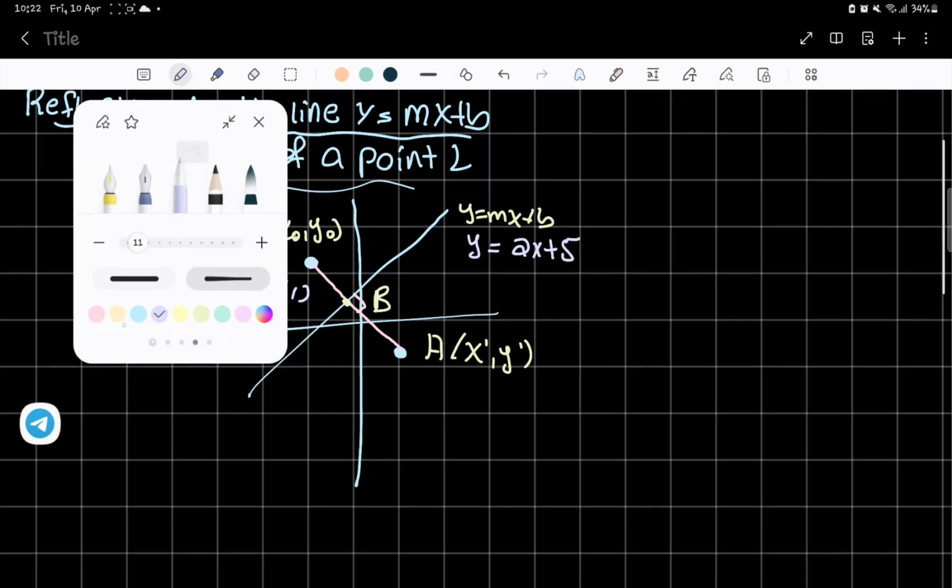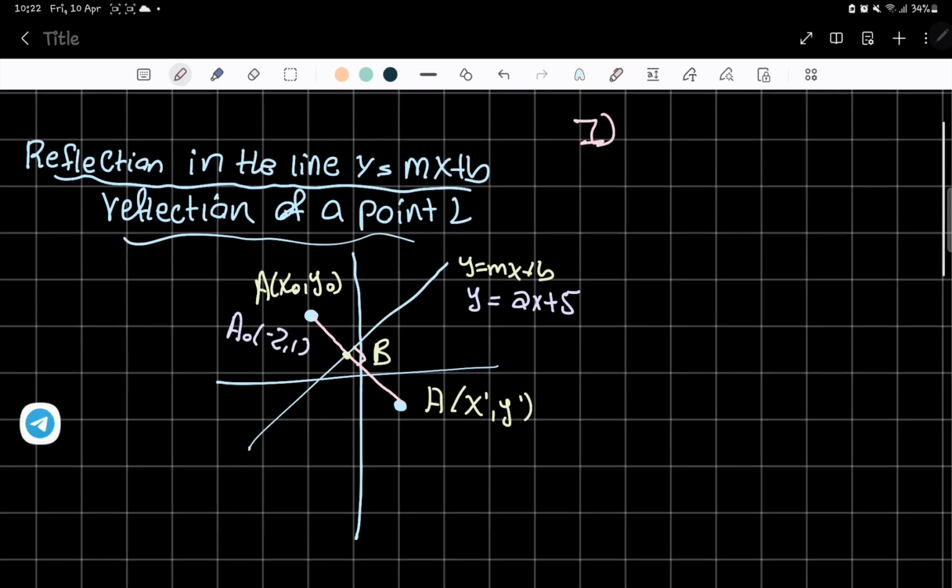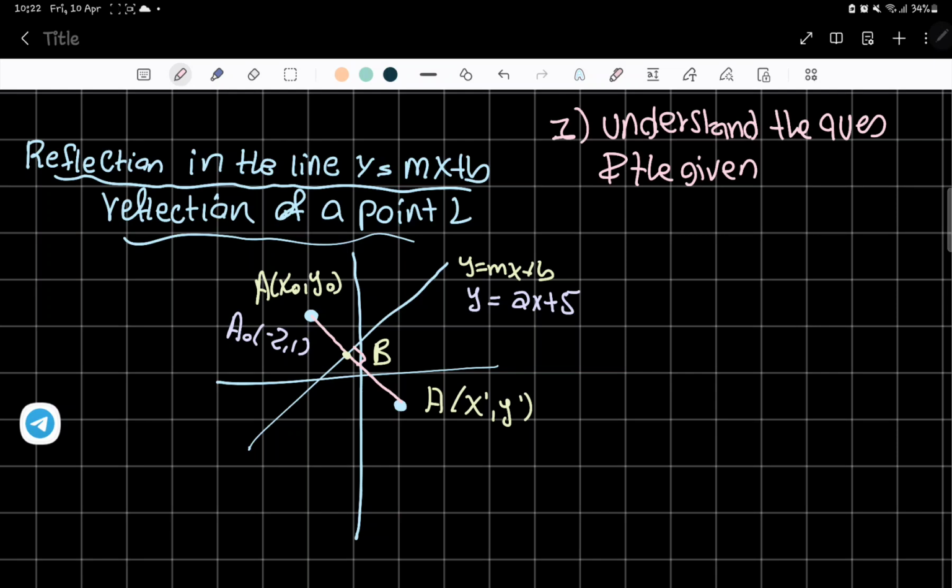The first thing we do is understand what we're being asked. We're given these points, so understand the question and the givens. After we understand all of the givens, which are the point being reflected and the line of reflection, the next thing we need to do is find the slope of s.